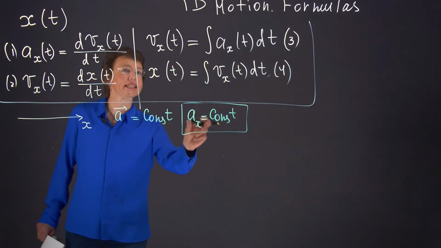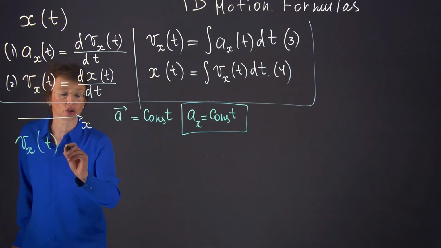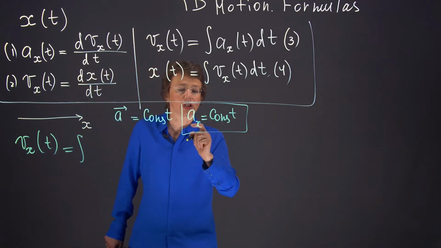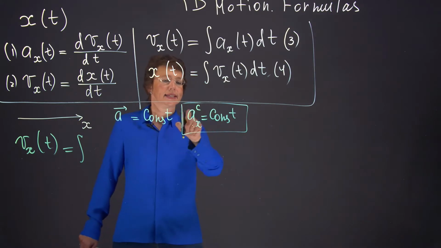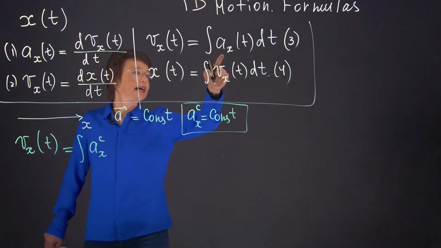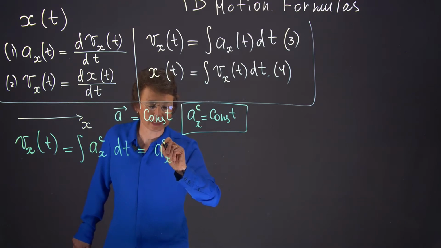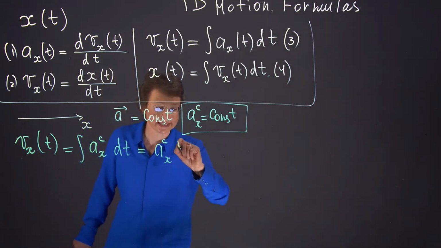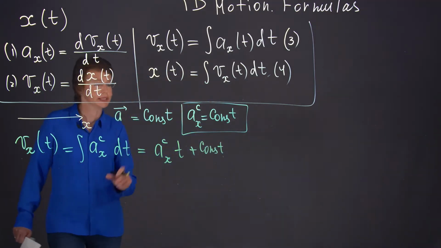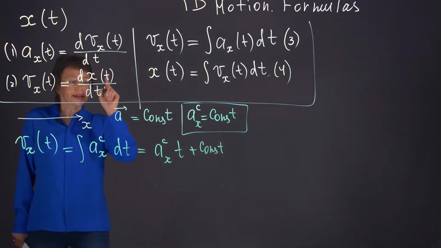If acceleration is given, how do I find the velocity? I use formula 3: v sub x as a function of time is the integral. To emphasize that this is constant acceleration, let me add c. C will stand for constant. So it is a sub cx right here, dt. Since this is constant, I take it out of this integral. The integral of dt is t plus an arbitrary constant. Every time I generate a different constant, I just write it the same way. Now, how do I find this constant? Something has to be given.